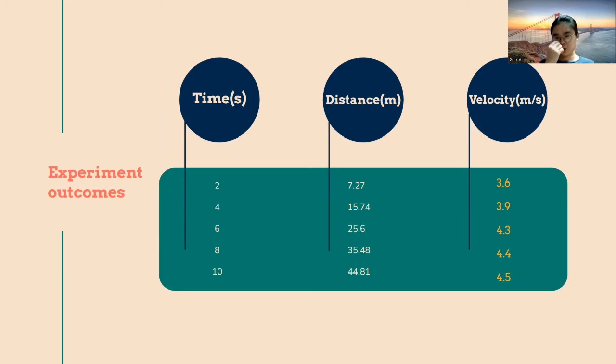So now I'm going to calculate the velocity. It's a really simple process. Just divide the distance by the time taken. So the result of velocity is shown above.